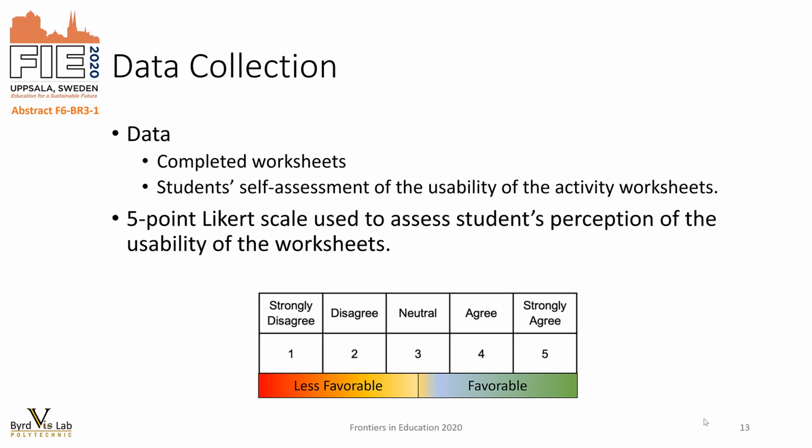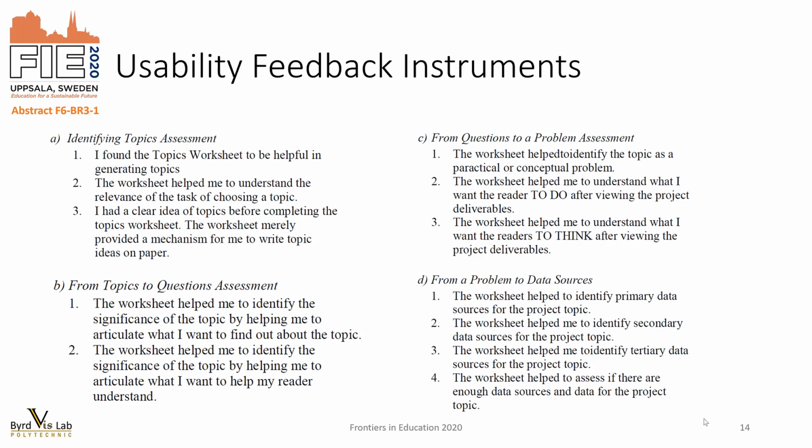Data collected consisted of the completed worksheets and students' self-assessment of the usability of the activity worksheets. A 5-point Likert scale is used to assess students' perception. A value of 1 corresponds to strongly disagree, and a value of 5 corresponds to strongly agree. Usability feedback instruments were created for each worksheet. Feedback questions are tailored to fit concepts covered in each worksheet. Students were asked to indicate their level of agreement for each worksheet.